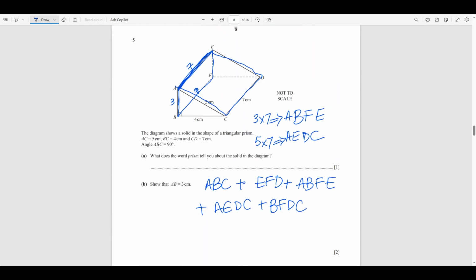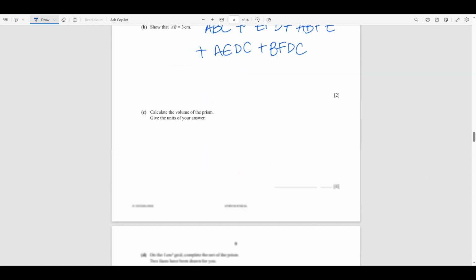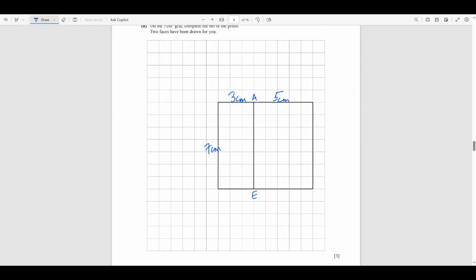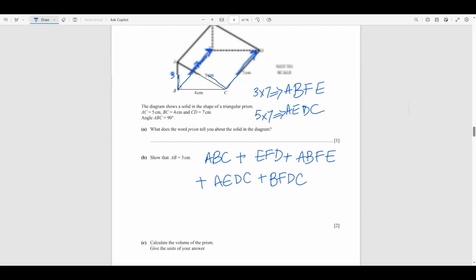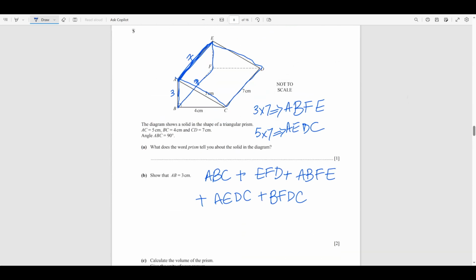Now from A to B, it has to be 3. And from A to C, it has to be 5, right? So if this is A, then from A to B, it had to be 3, right? And then from A to C, it had to be 5 because of what's been given, right? So we just have to label the dimensions, and then we are good to go.